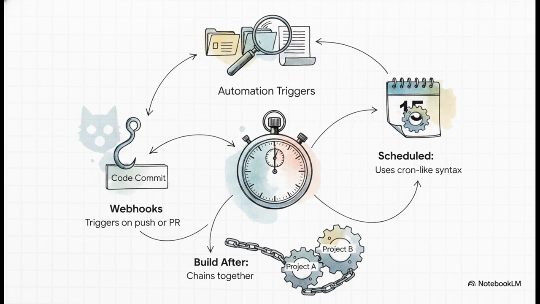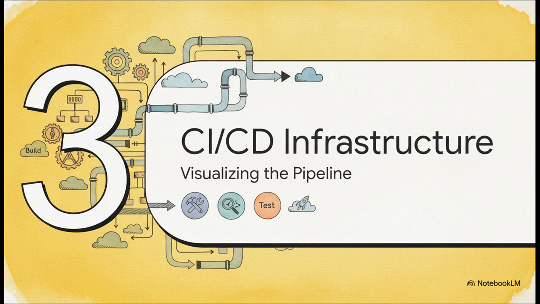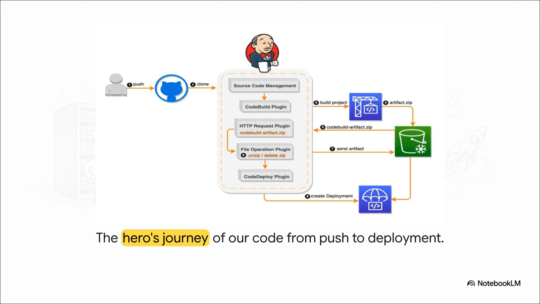All right, let's get into Section 3, the CI/CD infrastructure. I absolutely love looking at this workflow because it perfectly illustrates what I like to call the hero's journey of our code. Let's trace it. First, a developer pushes code to GitHub. Jenkins instantly detects this and clones the code.